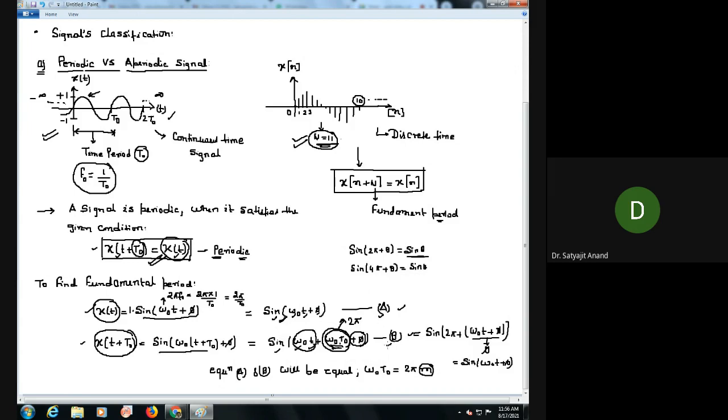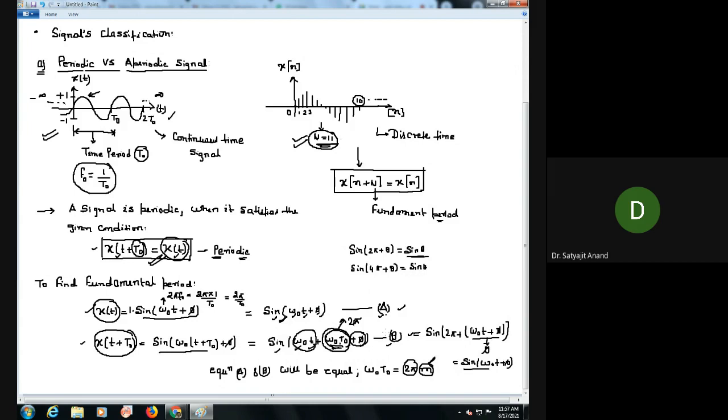So equation A and B will be equal when we have omega naught T naught equal to 2 pi multiple of integer number m. M may be 1, maybe 2, maybe 3. If it is 2, that will be 4 pi, so sine of 4 pi plus theta is sine theta, which gives the same value. If m equals 3, that gives you 6 pi, and 6 pi plus theta gives you sine theta. So when we have this condition, we can say equation A and B are equal.